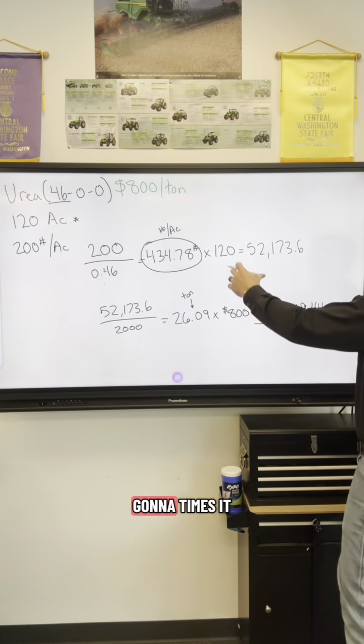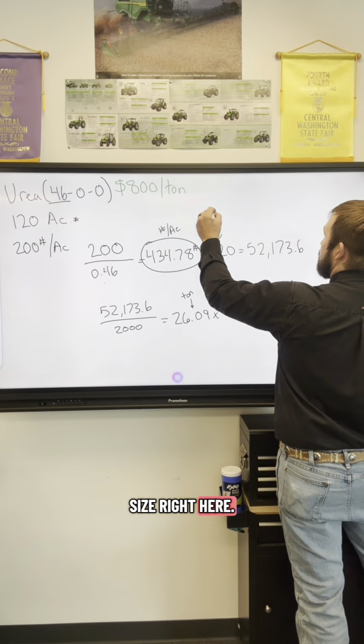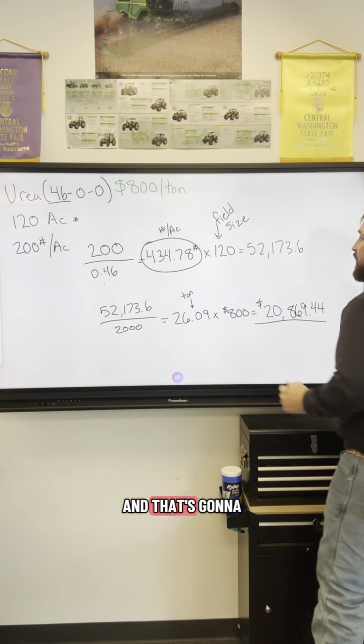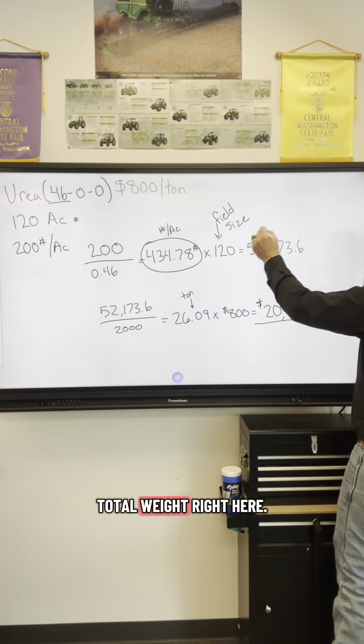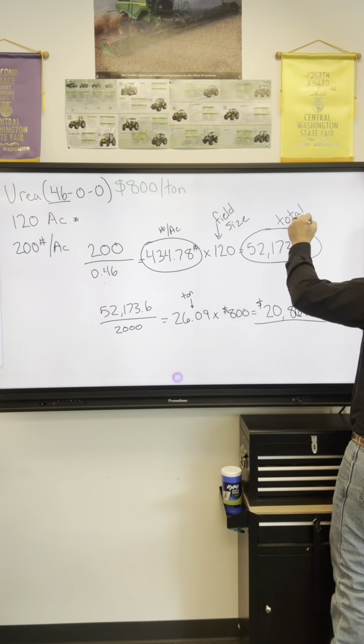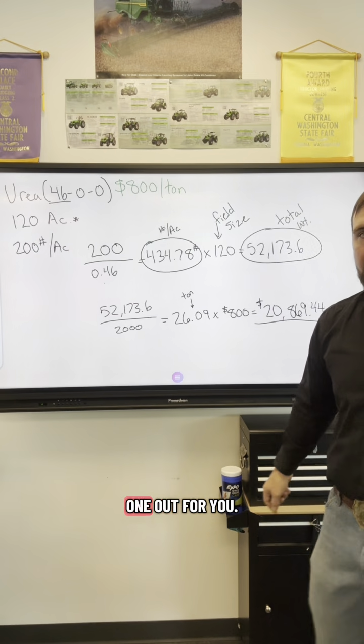Okay, next we're going to multiply it by our field size right here. And that's going to get me my total weight right here. Okay, that's how I calculate that one out for you.